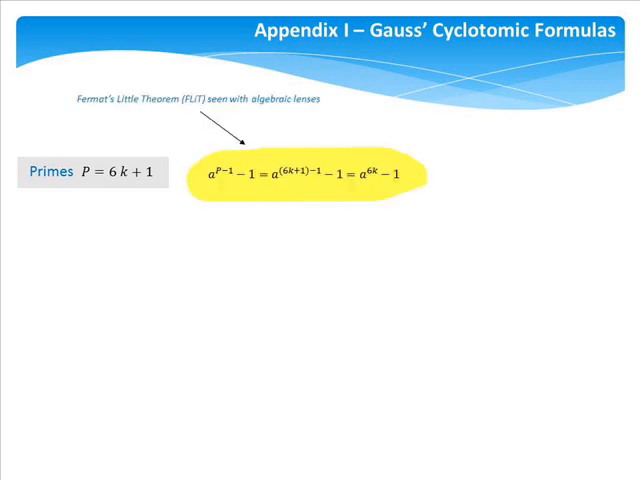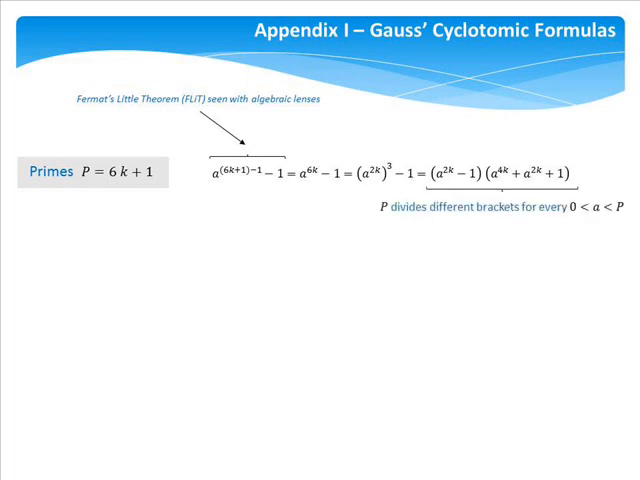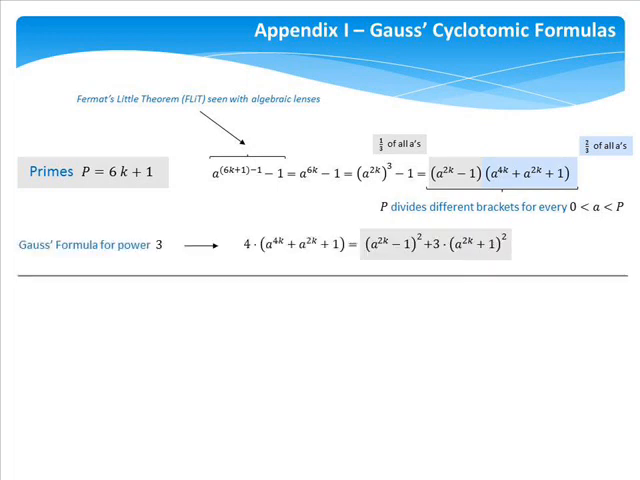According to Fermat's little theorem, when A and P are coprime and P is a prime number, then P divides A raised to P minus 1 minus 1. For primes of the form 6k plus 1, this theorem implies that A raised to 6k minus 1 can be factored into two brackets, with P dividing one of them. Upon computational examination, it becomes evident that P divides the first bracket for about 1/3 of all values, while it divides the second bracket for about 2/3. This is Gauss cyclotomic formula for power 3.